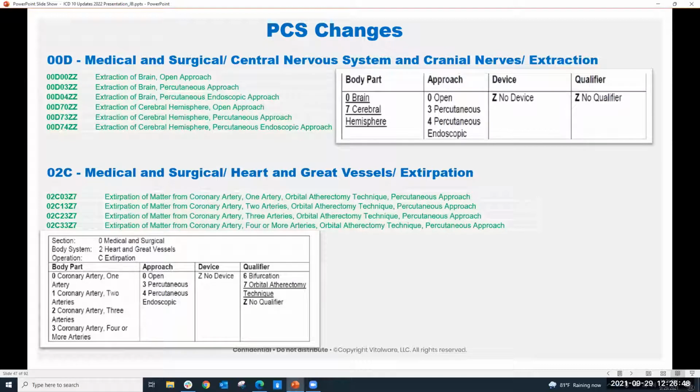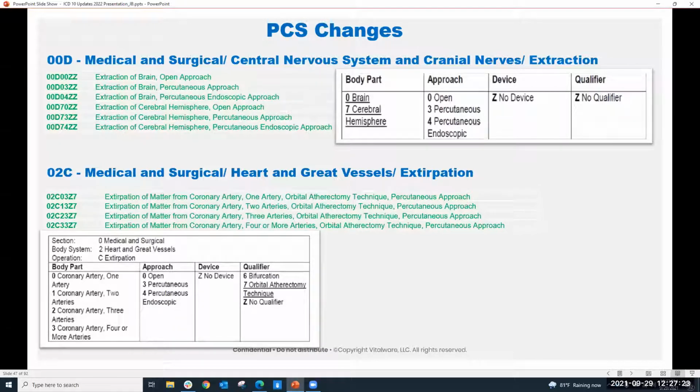So we're going to jump into the tables here, and you'll notice that on each table, the underlined words are the additions to that table. I'm going to tell you a little bit about why these additions were made and what the codes can be used for. This first table, 00D, the extraction of central nervous system and cranial nerves, this change was made to identify procedures such as a microsurgical hemispherotomy performed using a Cavitron ultrasonic surgical aspirator.